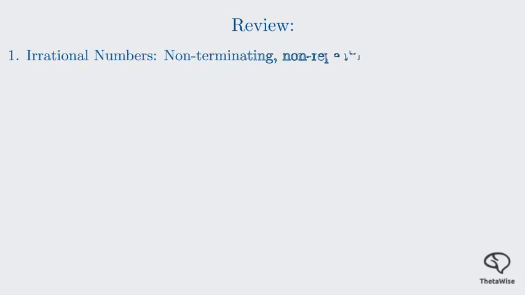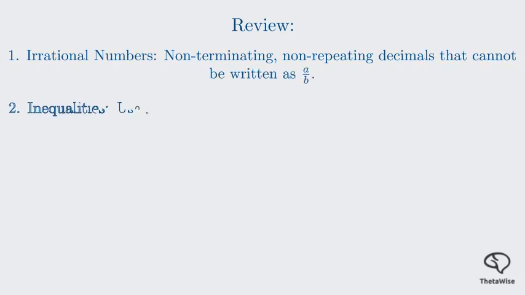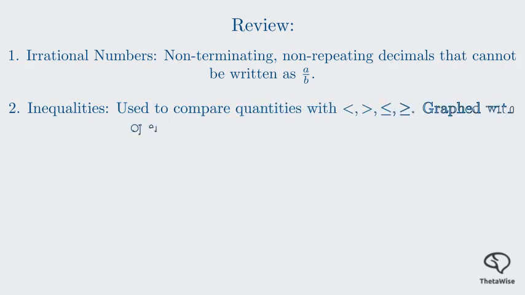Let's quickly review what we've learned. We've covered 3 essential topics today. First, we defined irrational numbers as non-repeating and non-terminating decimals, and we saw how they fit into the broader set of real numbers. Second, we introduced inequalities, learning the symbols, and how to represent their solutions for both real numbers and integers on a number line.